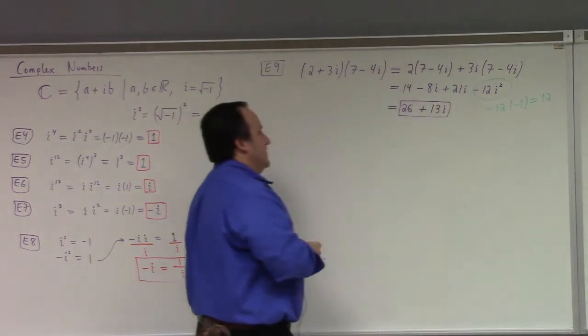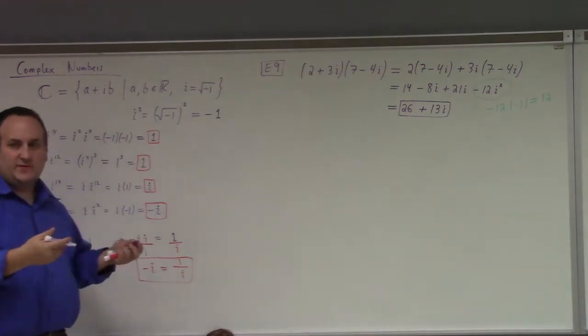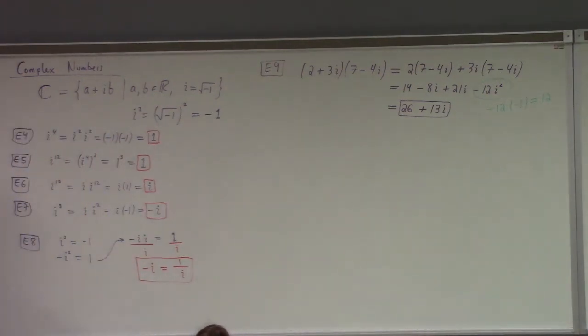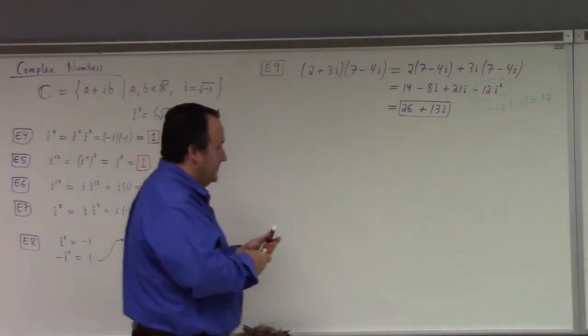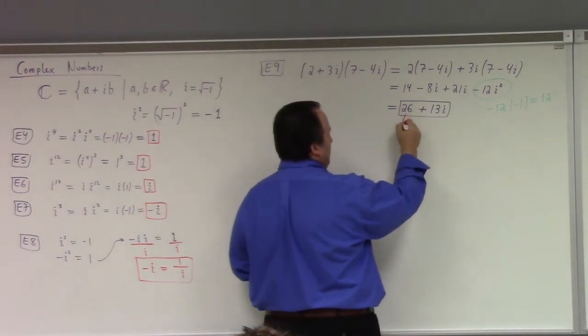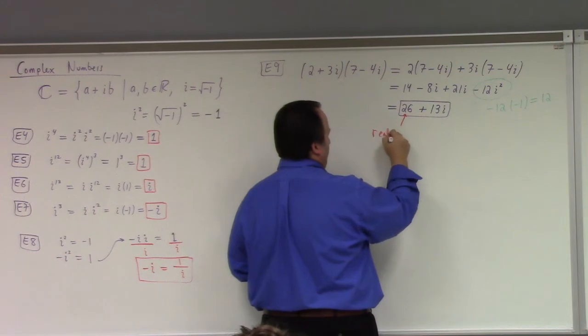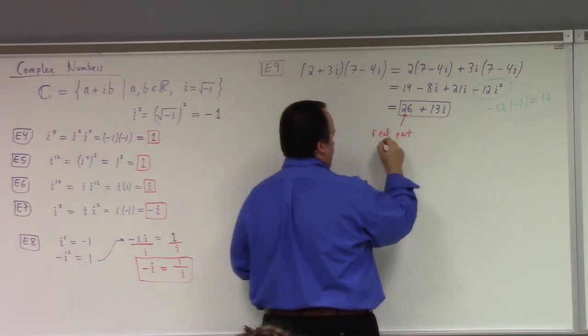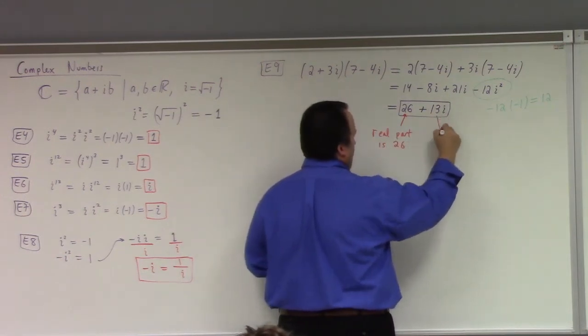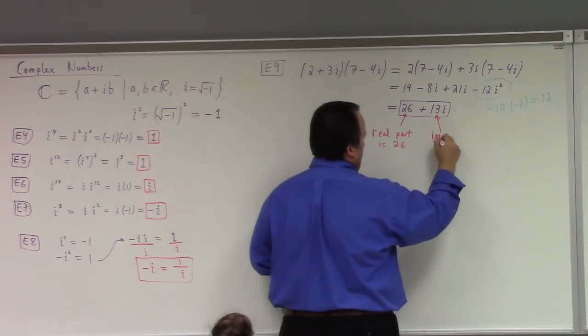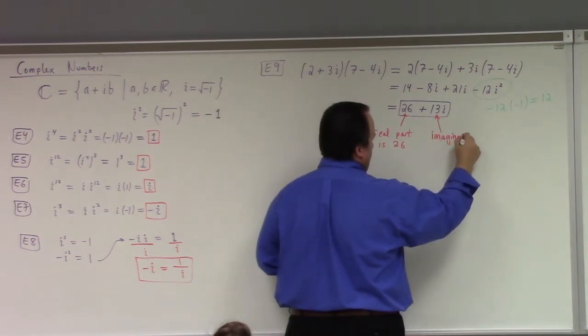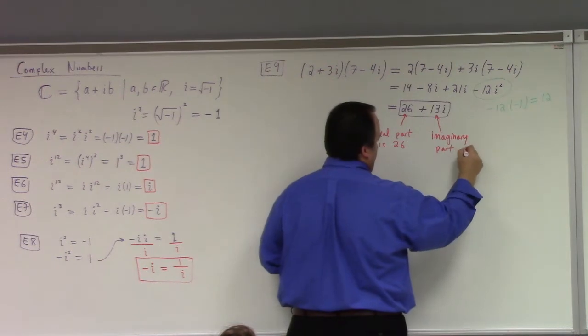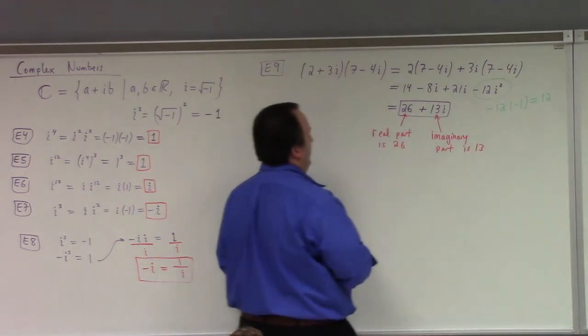So multiplying complex numbers is the same as real numbers. It's just you have to keep in mind that i squared is minus 1, right? And then you want to group like terms. Like you put together the real part and you put together the imaginary part. What do I mean by that? Well, this 26 here is the real part. And 13 is the imaginary part. All right.